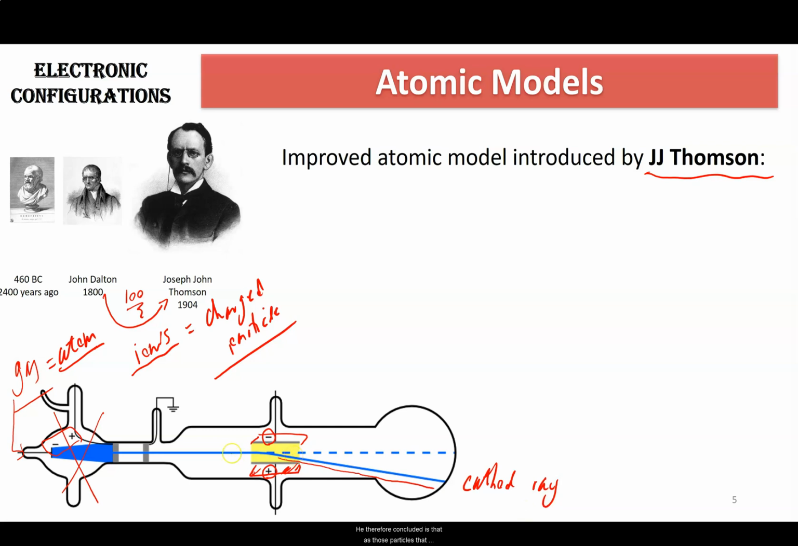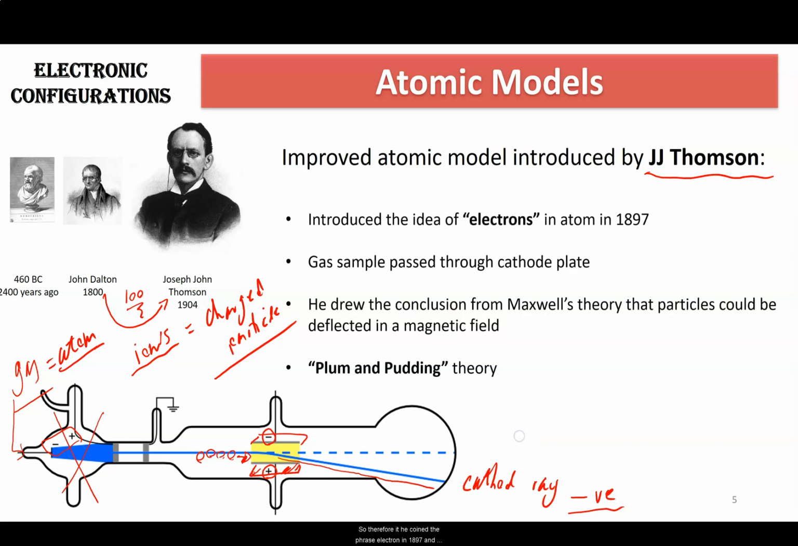He therefore concluded that those particles that were traveling through here must have been negatively charged, because now they are attracted to the positive pole, not to the negative. They're actually going away from the negative plate. They're being attracted to the positive plate, so therefore they must be negatively charged. Whatever they are, they must be negatively charged. So therefore, he coined the phrase electron in 1897, and he decided that they are negatively charged. This is how I write negative.